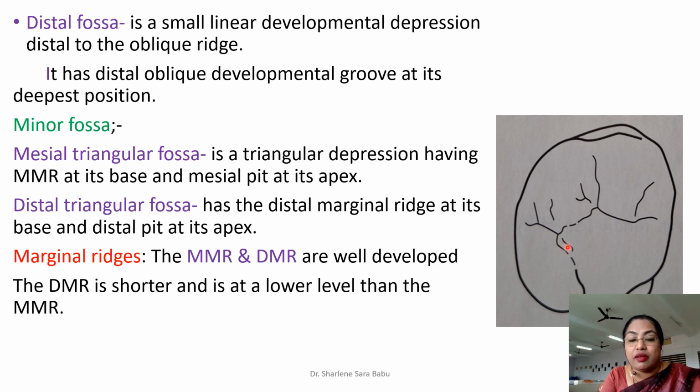Next, going to the minor fossae. Which are the minor fossae? The mesial triangular fossa and the distal triangular fossa. The mesial triangular fossa is a triangular depression having the mesial marginal ridge at its base and the mesial pit at its apex. The distal triangular fossa has a distal marginal ridge at its base and distal pit at its apex.